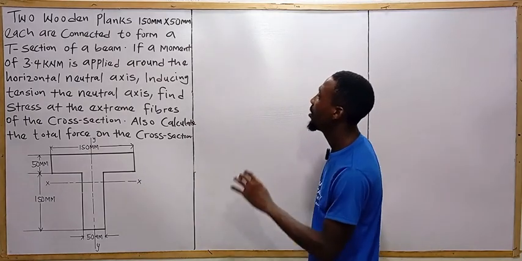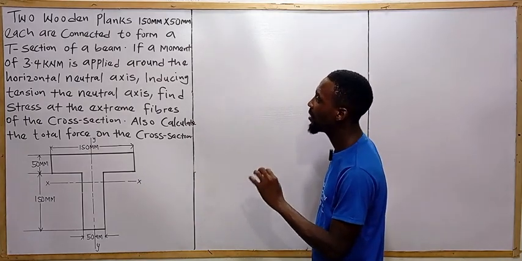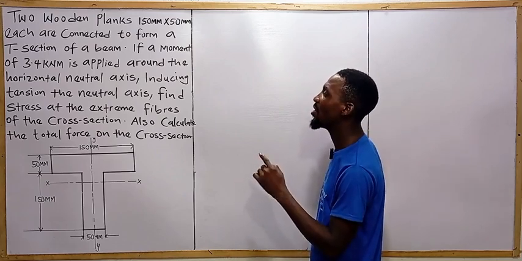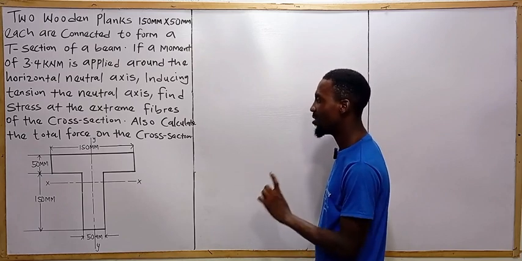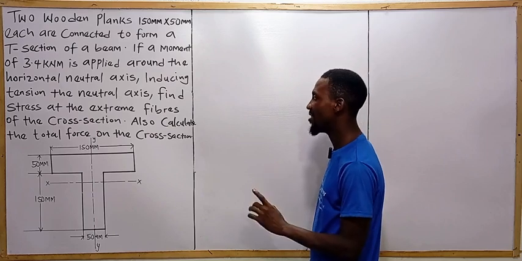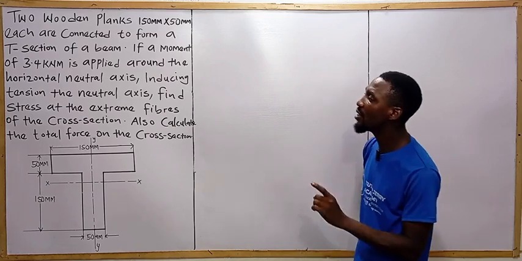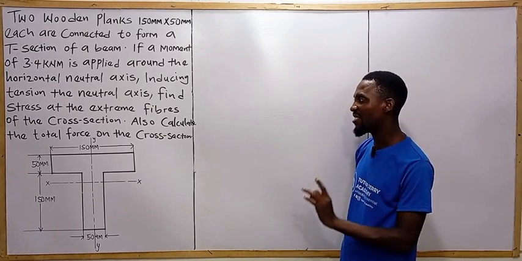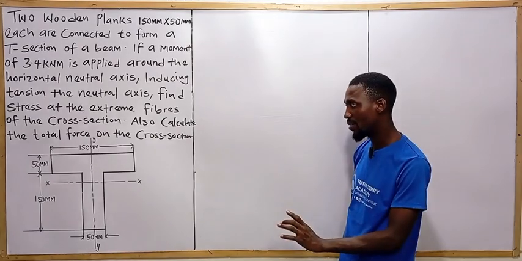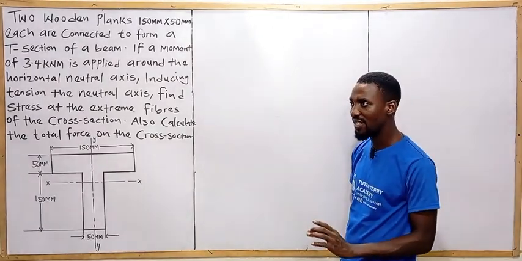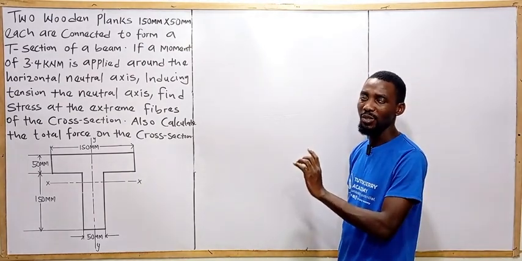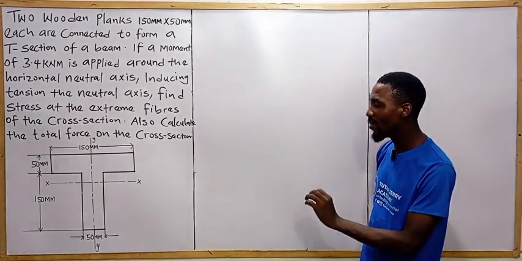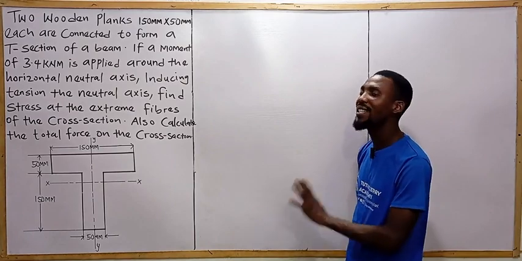All right, so if a moment of 3.4 kilonewton meter is applied around the horizontal neutral axis, inducing tension, find the stress at the extreme fiber of the cross section. That is, we want to find both the tensile stress and the compressive stress. Also calculate the total force on the cross section.